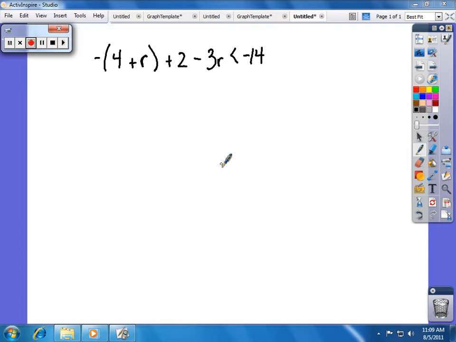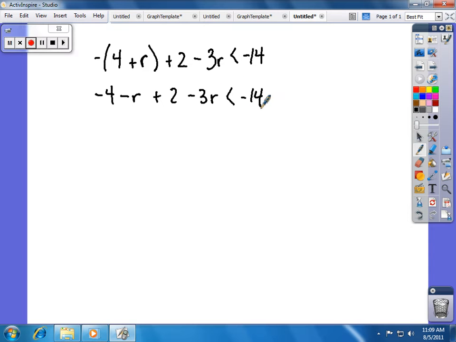Okay, so first we're going to tackle the parentheses. If you remember our order of operations, please excuse my dear Aunt Sally. Parentheses come first. And we can't combine the 4 and the r together because they're not like terms, but we can distribute this negative sign through that's out in front. So we will have negative 4 minus r, and then the rest of the equation stays the same.